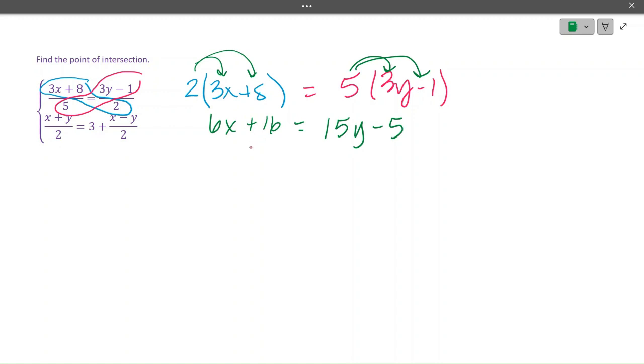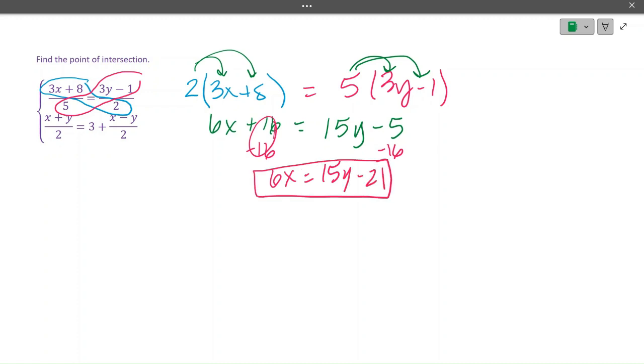To get 6x by itself, I'm going to subtract 16 from both sides. When I do that, I get a 0 here, and I'm left with 6x equals 15y minus 21. I'm going to let that sit here while I work on the other side. So, our other equation, pardon me.